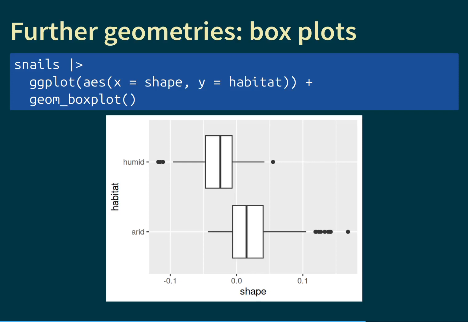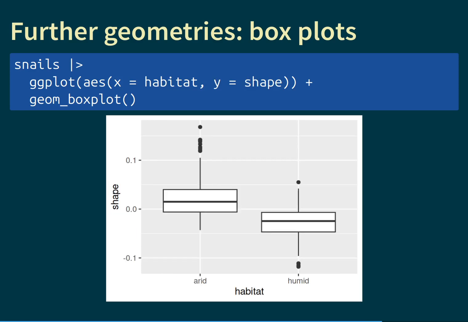Incidentally, on both this slide and the previous one, we have displayed the boxes horizontally. It is, however, a bit more common in the literature to use it the other way around, display the boxes vertically. All we need to do that is flip the aesthetics. Instead of specifying X as shape and Y as habitat, we specify X as habitat and Y as shape. So now the habitat is along the X-axis, and we see that there's arid and humid. And the shape is along the y-axis.